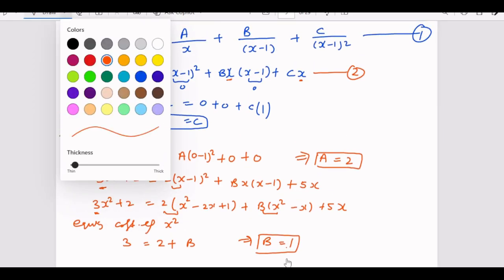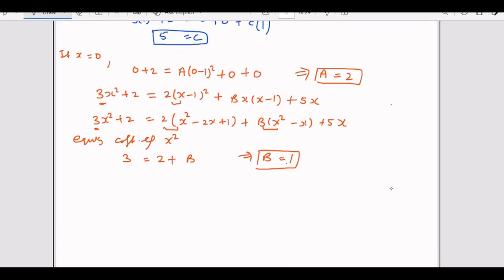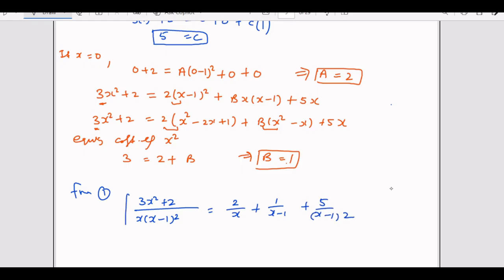So we will use equation 1 here. Equation 1 here is 3x squared. I will just rewrite everything from 1. We have 3x squared plus 2 over x into (x minus 1) squared, and this we got the values of A, B and the value of C, right? So I hope that's very clear. So this is our final answer, right?